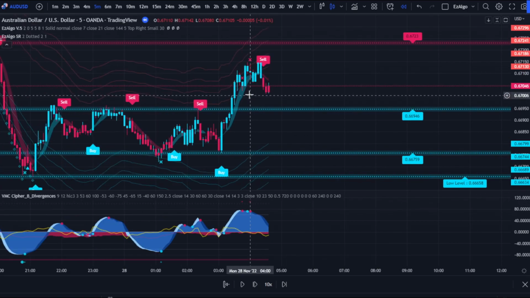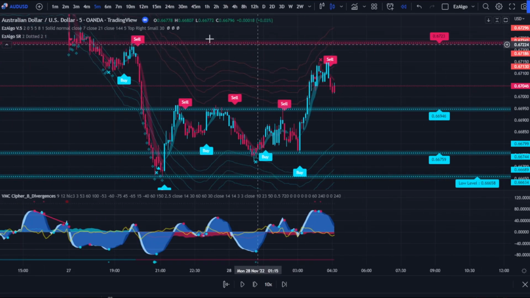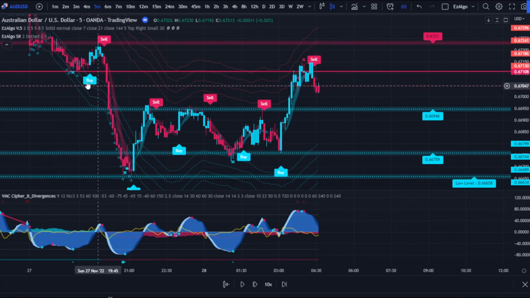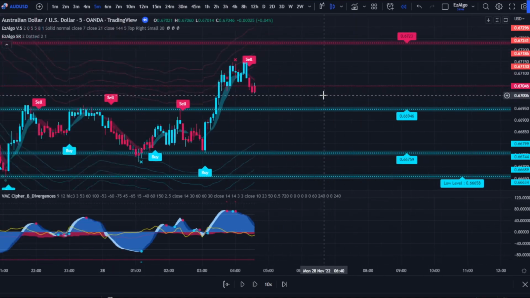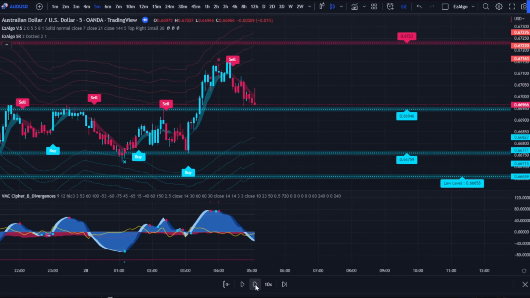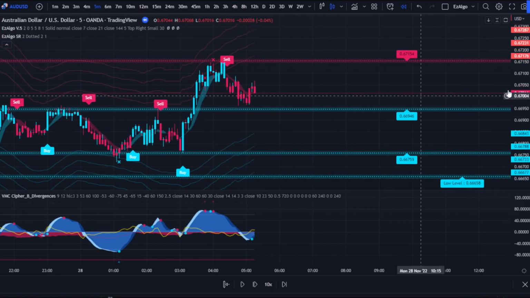That's not a trade we're going to take because we aren't at that high resistance level just yet, but it does look like we're underside testing these lows right here for a potential short position. But like I said, we don't have enough confirmation yet. We're coming back down to that EzAlgo support level, and there we have it.